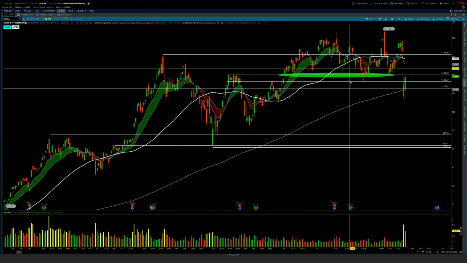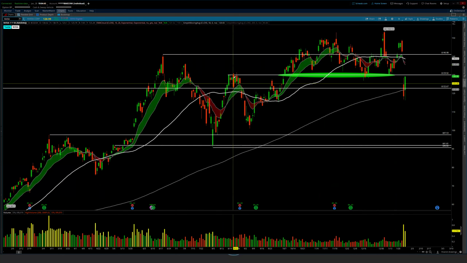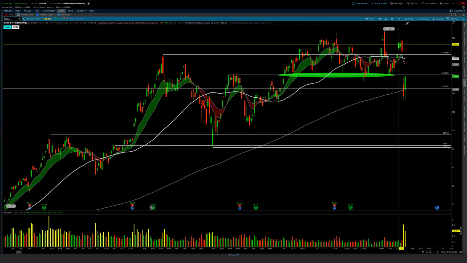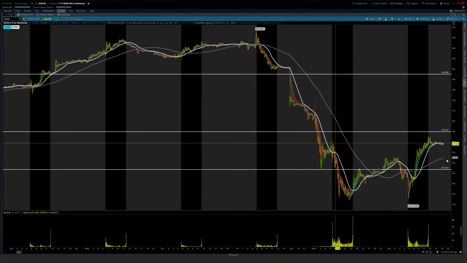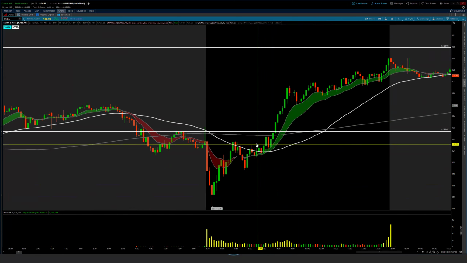Which was 122.67. What was that? Yep, right on the low of that. Look at that, the exact low of this consolidation, 122.67. You take a look at the 5 minute. That's actually crazy.